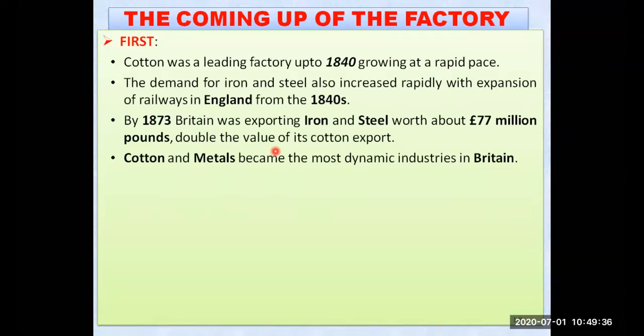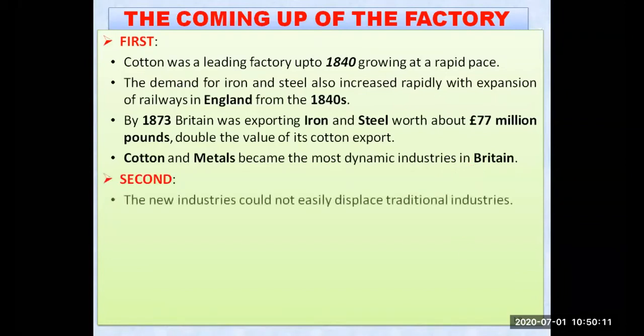The cotton they were exporting, and the iron and steel were exported at double value. Cotton and metals became the most dynamic industries in Britain. Dynamic industries means industries that keep changing and increasing the demand. There were two things: cotton and the metals, and the metals include iron and steel, which are both metals. So cotton and metals were the two dominant things in Britain during the late 19th century, you can say.